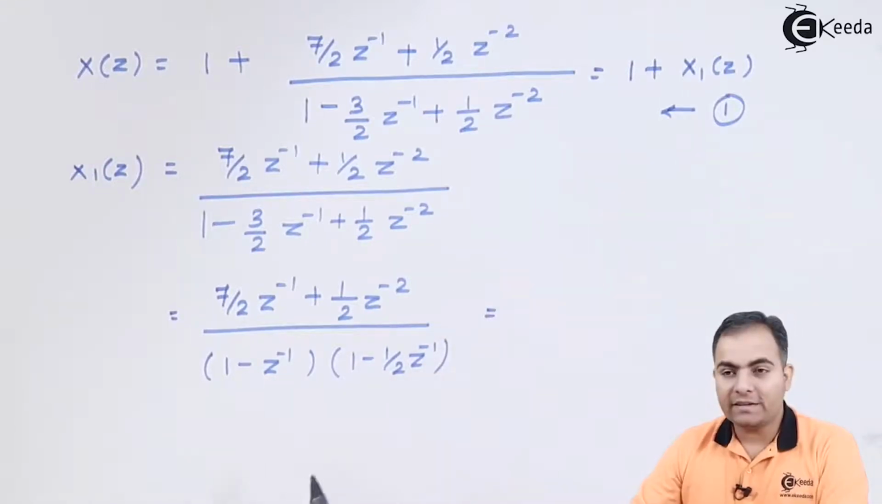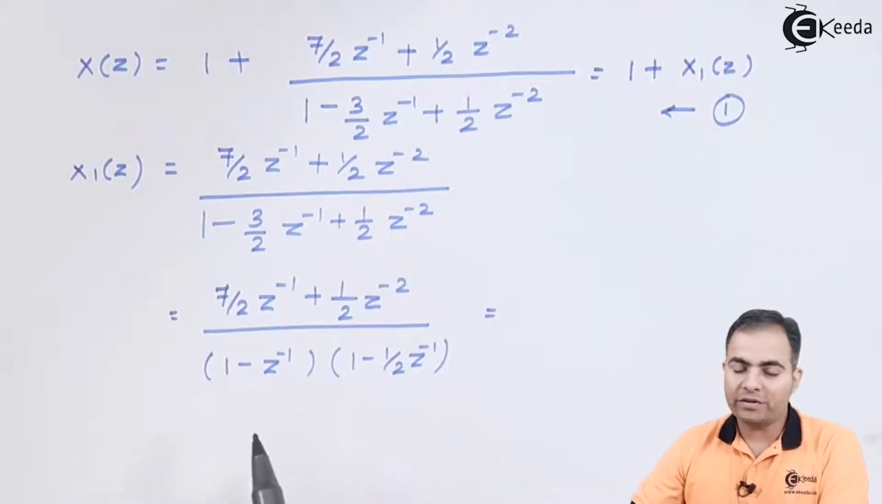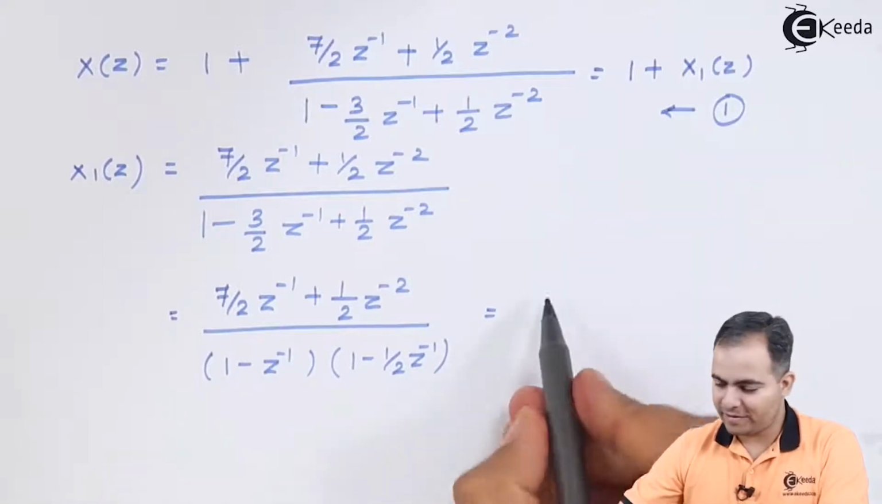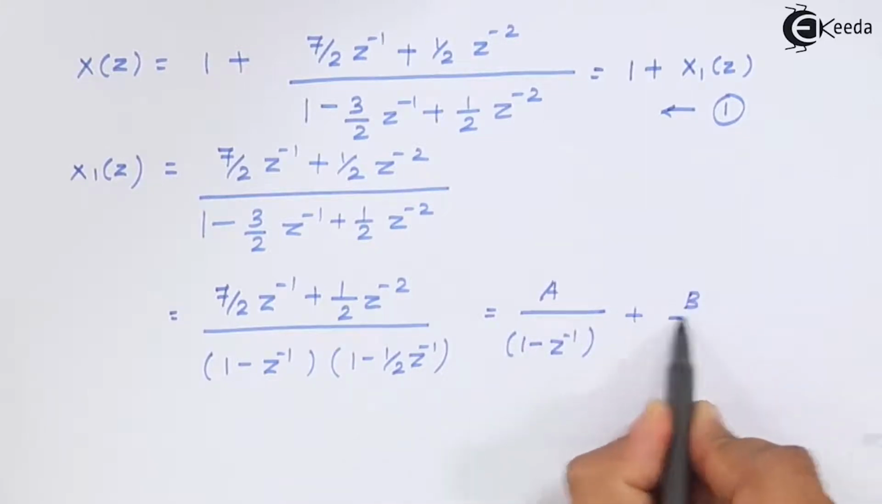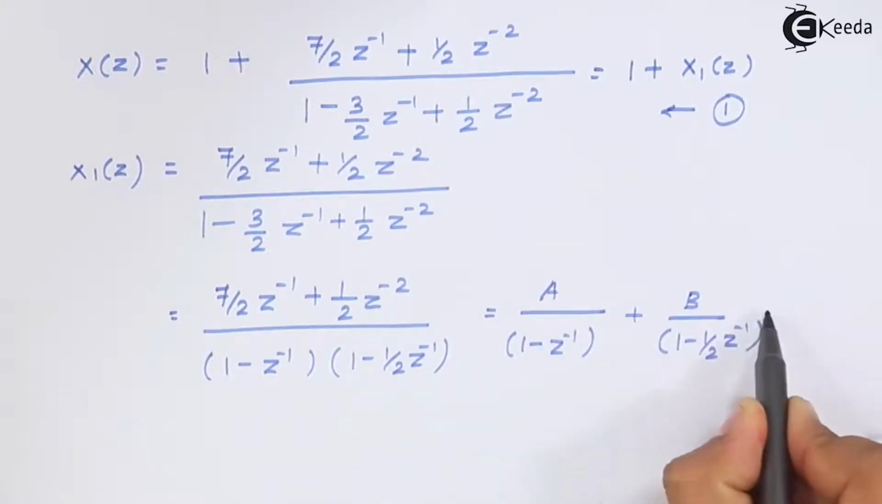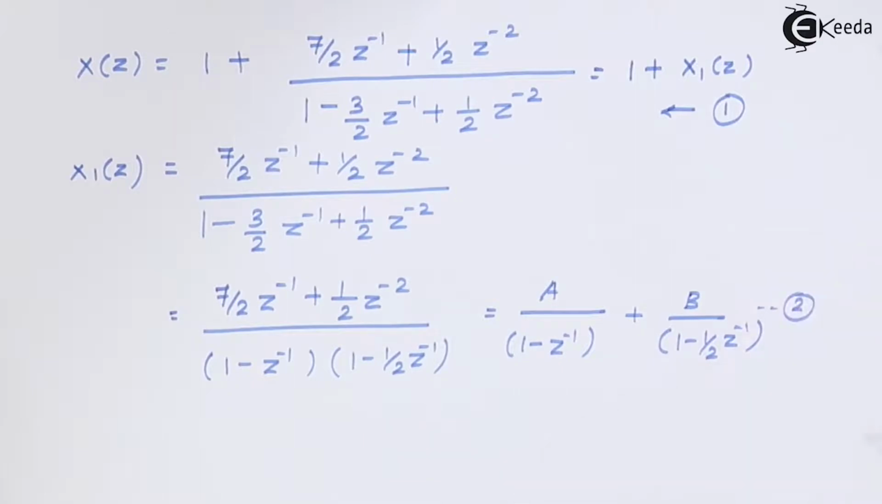Here we have two poles, so of course we will use two variables. And this is my equation number 2. Now simply do one thing: multiply the left hand side onto the right hand side. So what will you get?